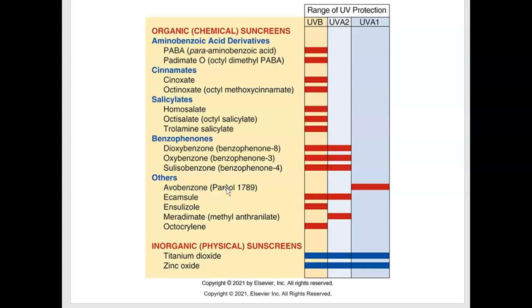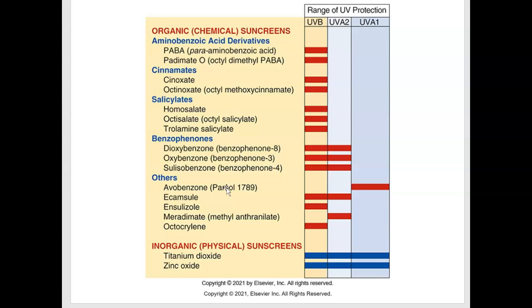Highly protective: broad spectrum sunscreens with an SPF of 15 or higher that protect against sunburn, skin cancer, and photoaging. Moderately protective: broad spectrum sunscreens with an SPF of 2 to 14 that protect against sunburn but do not protect against skin cancer and photoaging. And then least protective: sunscreens with UVB protection only that do not protect against sunburn and do not protect against skin cancer and photoaging. If a product is moderately protective or least protective, they must also carry a warning that they do not protect against skin cancer or photoaging.